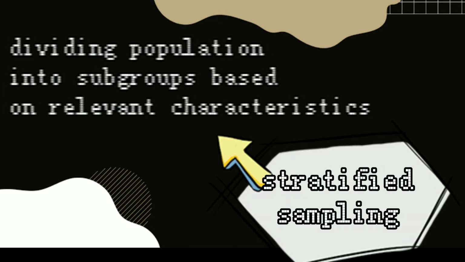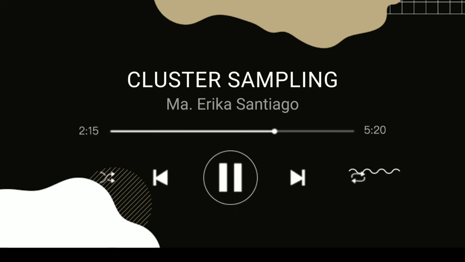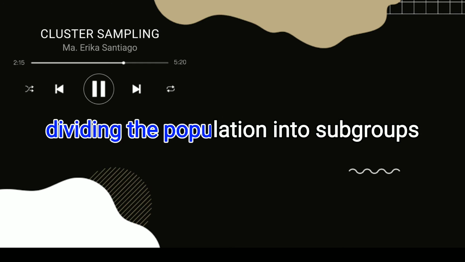Stratified sampling involves dividing the population into subgroups called strata based on their similar characteristics such as age, gender, job role, income bracket, or other characteristics based on data analysis. After dividing the population into subgroups, a simple random or systematic sampling method is used to select a sample from each subgroup. Cluster sampling also involves dividing the population into subgroups.